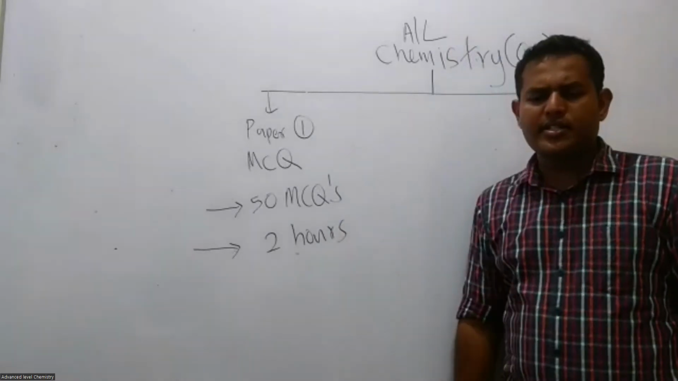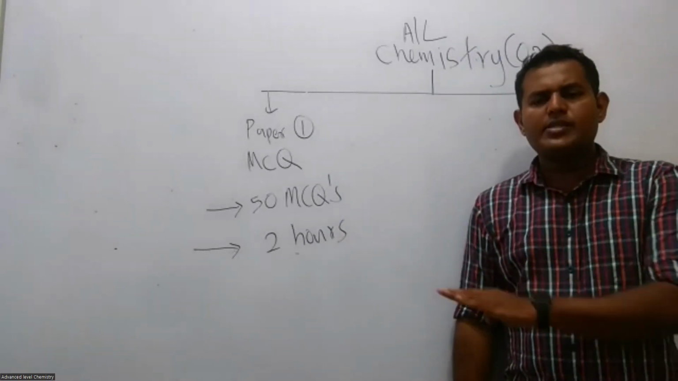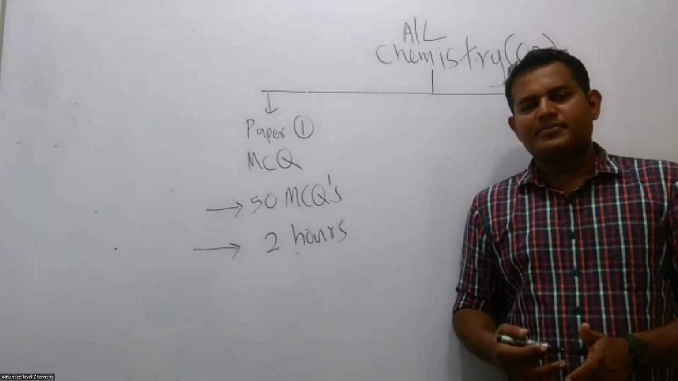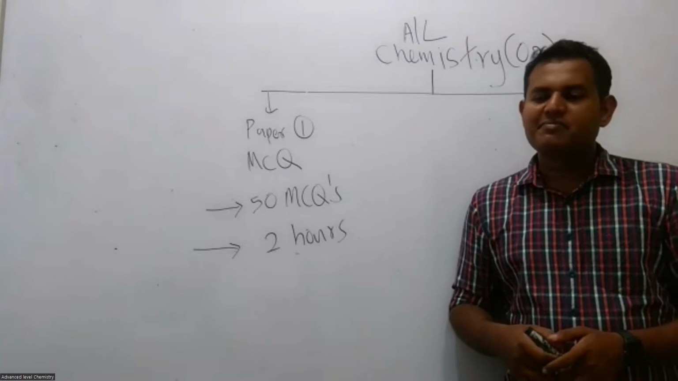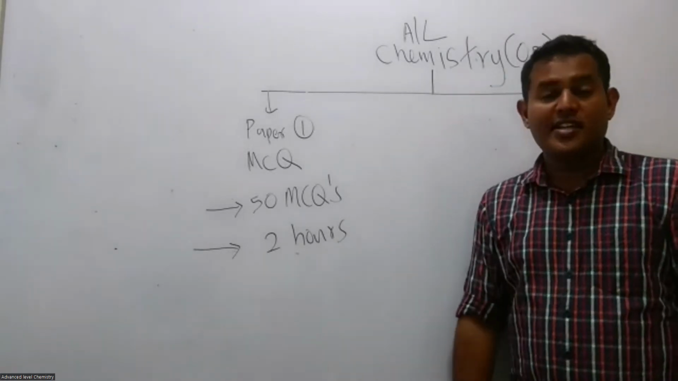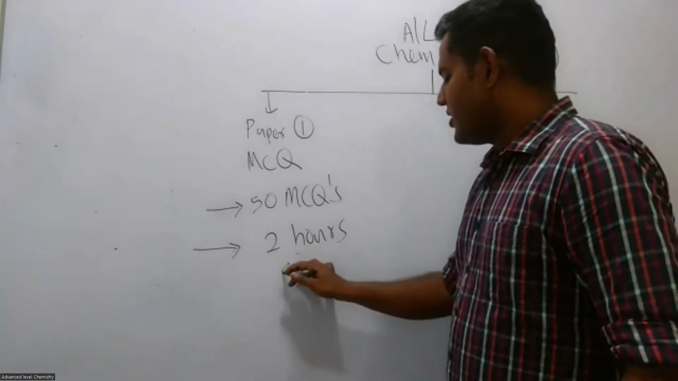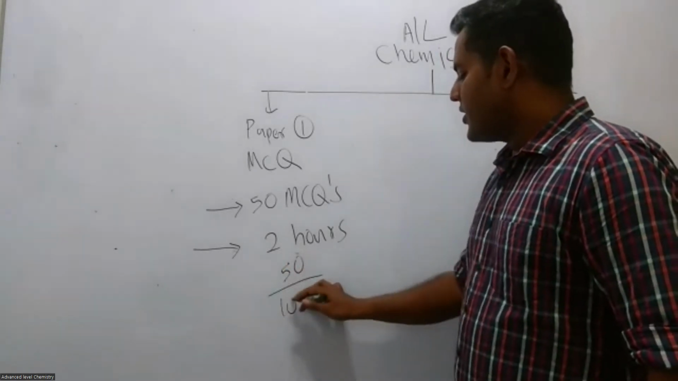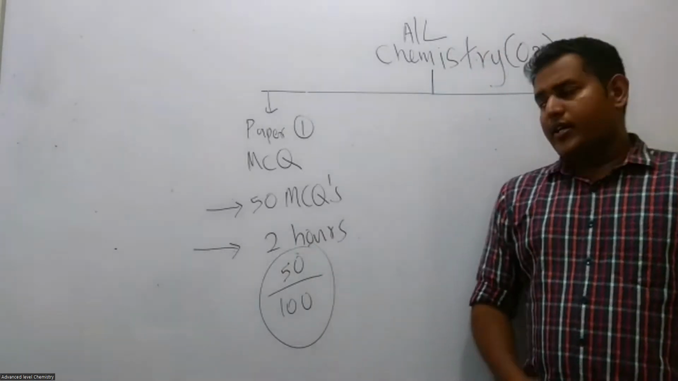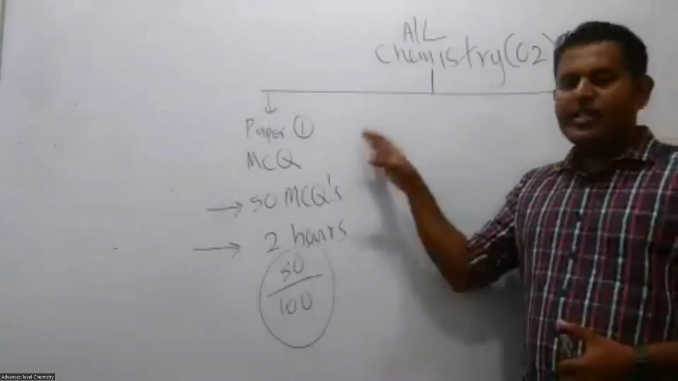It's interesting. Out of 100 for the MCQ paper, how many marks will there be? Yes, it's very simple. 50 marks. Just half. 50 marks out of 100. Clear? So then it is very competitive.